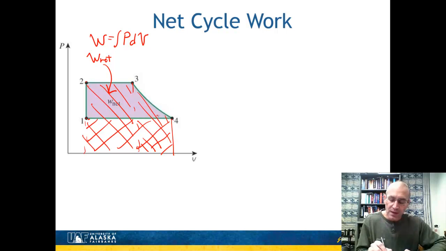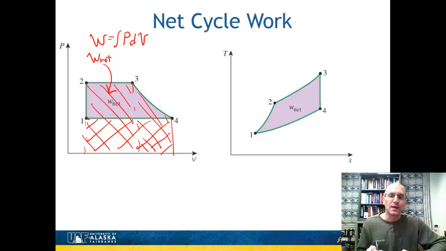And so schematically, we can see exactly what the net work is. And so what we're trying to do is maximize net work, which means trying to maximize the area that we have in there. Well, what we'll also realize is it's going to be pretty convenient, instead of always drawing PV diagrams, to draw a TS diagram where we have temperature and entropy here. And so this might be the corresponding 4 states that correspond to these 4 states here.